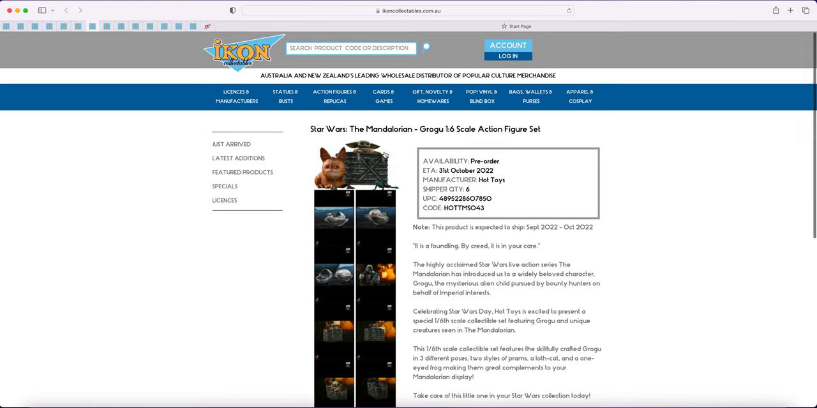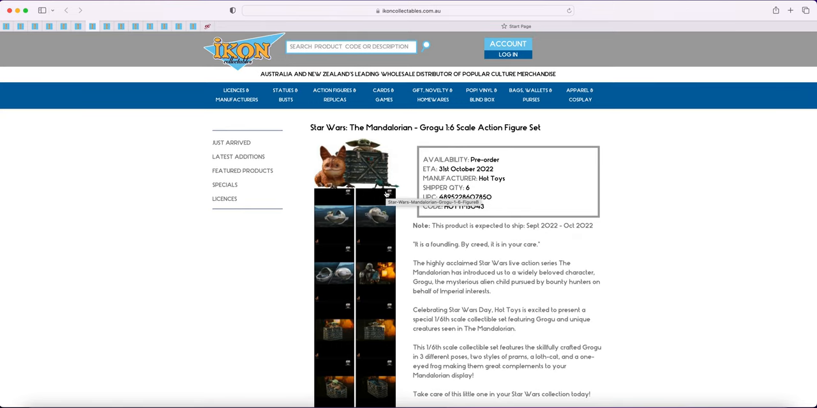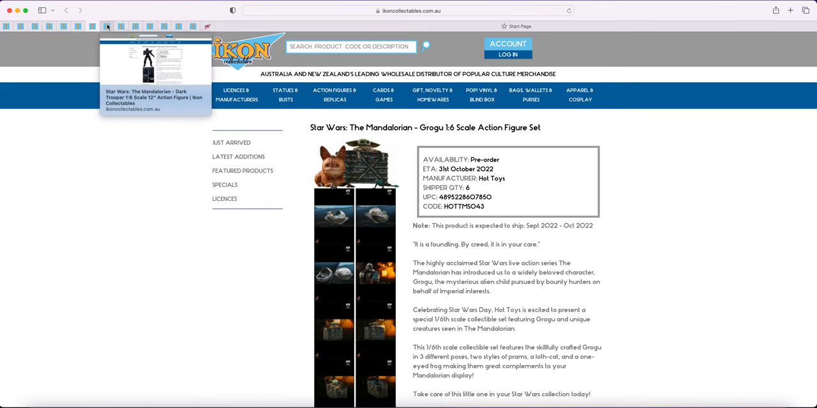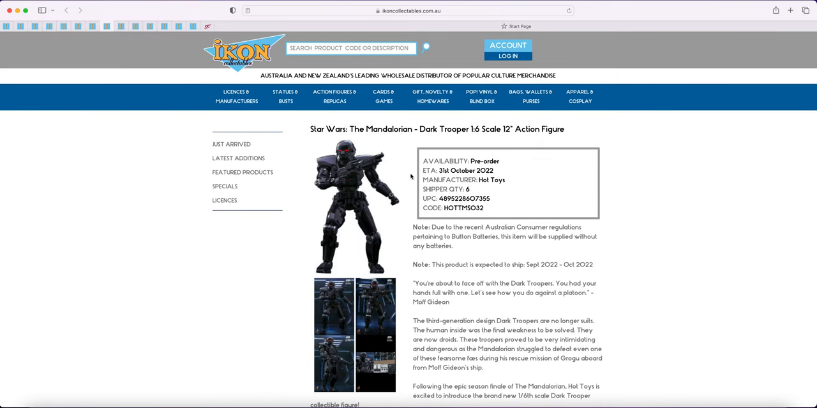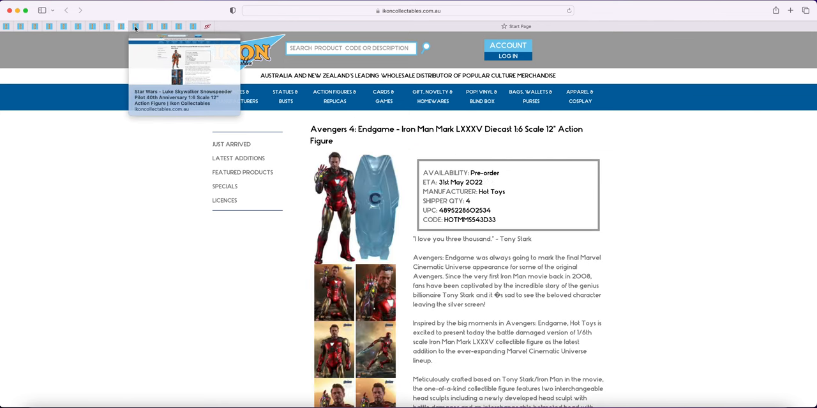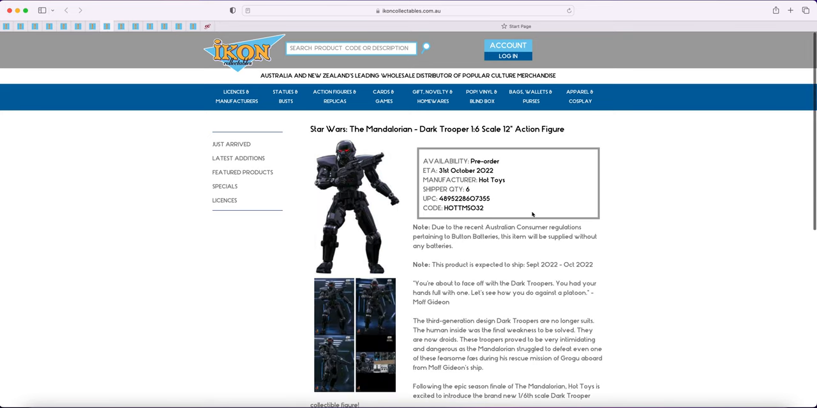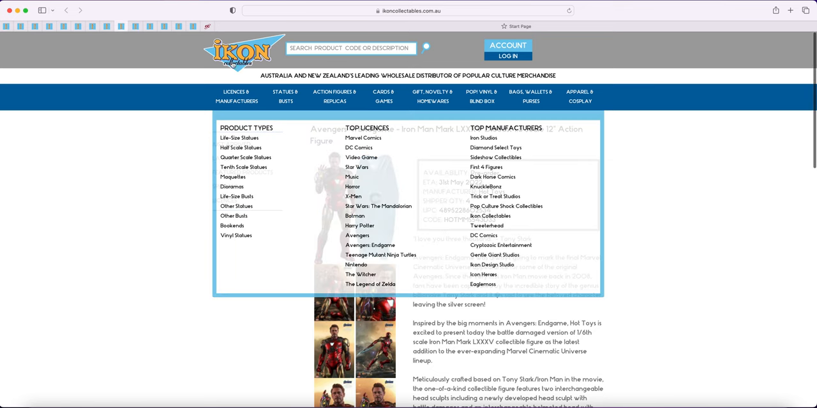Now, Grogu has no batteries, so I'm using Grogu and Bucky as my go-to, because I know that there's nothing wrong with them, because they don't have any batteries. So 31st of October, again, supplied without batteries, 31st of October. Hasn't updated, but we did get told that he would be here October, November. So that fits with this, but not with his actual date.